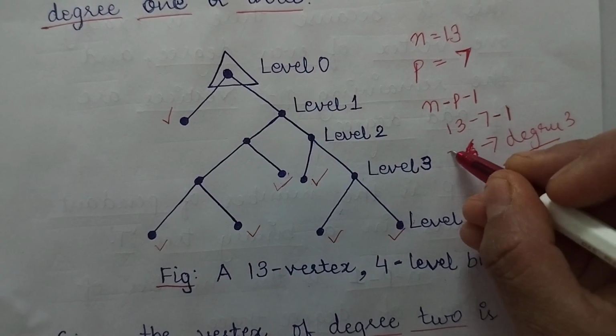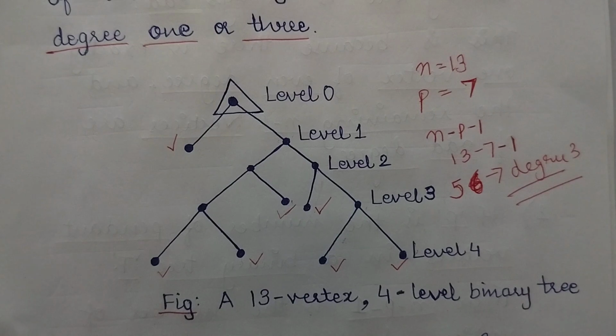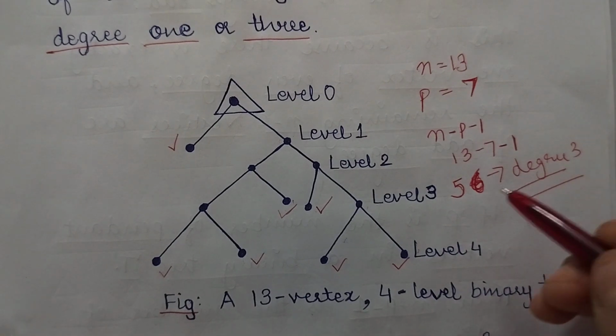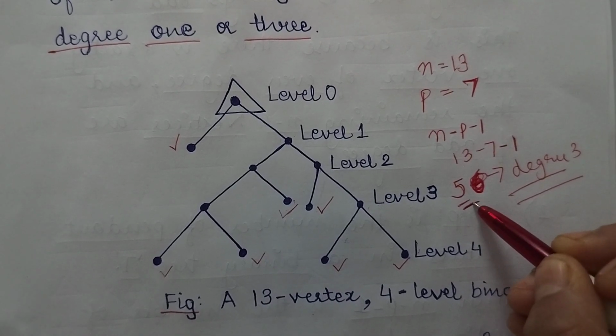Sorry, it gives me 5 vertices with degree 3. Now let's see if I have exactly 5 vertices with degree 3 or not. So we will just count the number of vertices with degree 3 over here, right? So 13 minus 7 minus 1 gives me 5. So that means these are the number of vertices with degree 3.